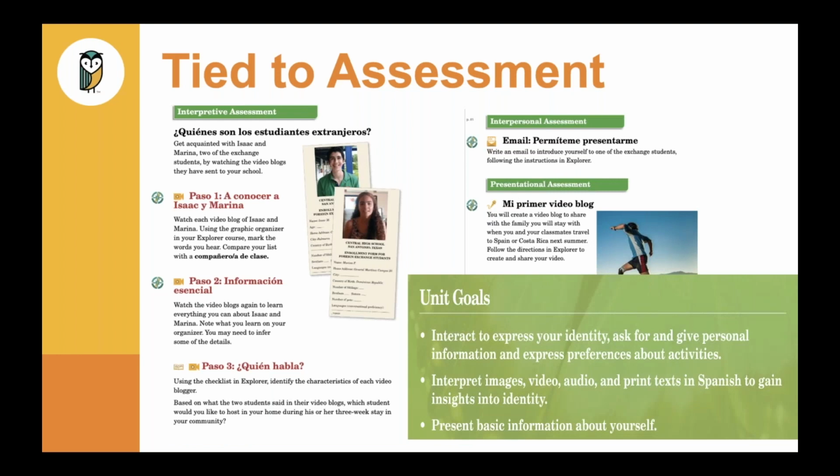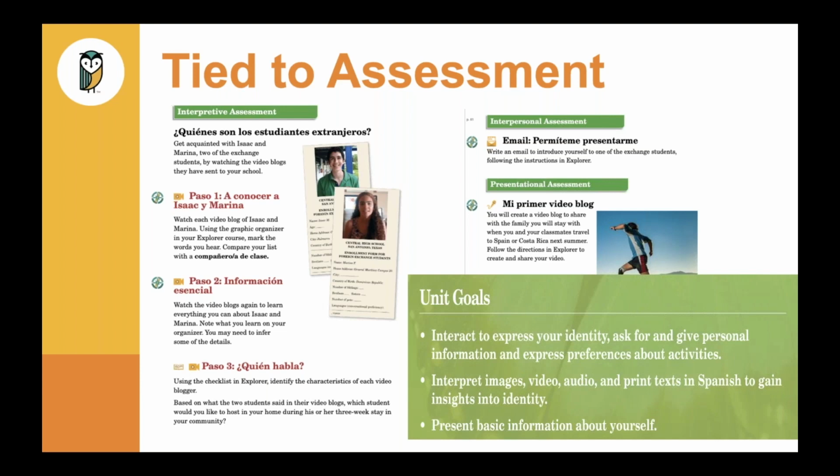Now let's look at the same unit objectives and how they are tied to the assessment and what students are able to do. So in this example, you can see that each part of the integrated performance assessment at the end is directly tied to the unit learning goal in the 3 modes of communication.